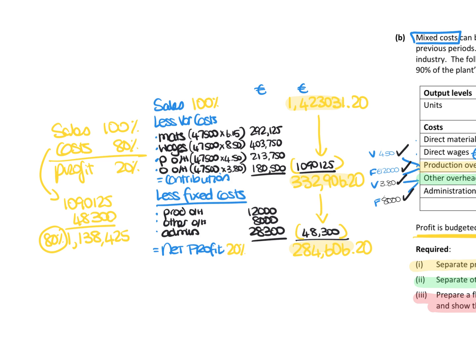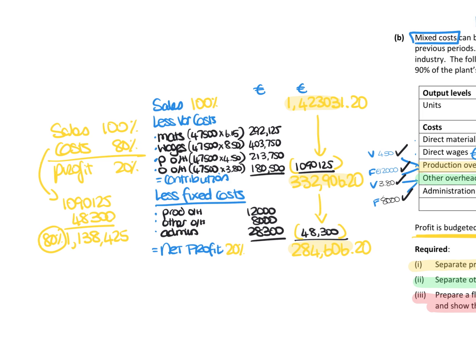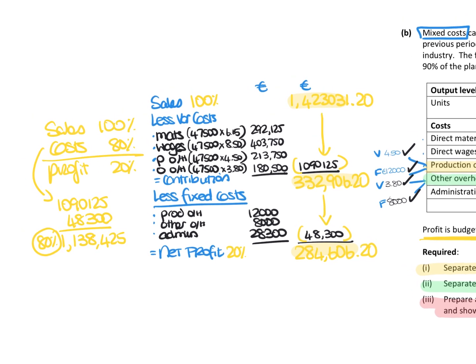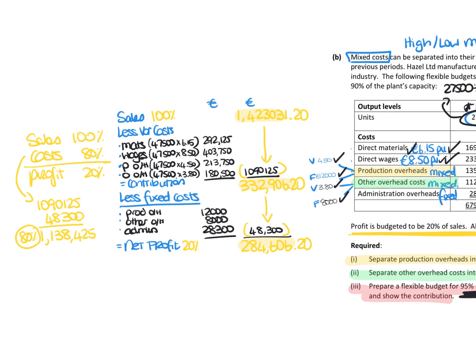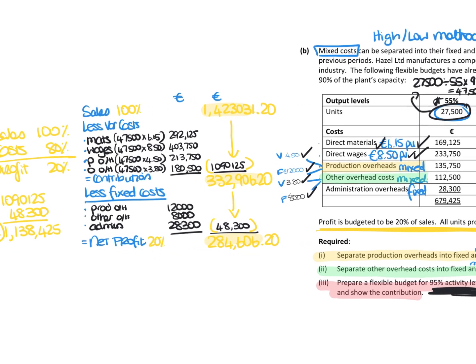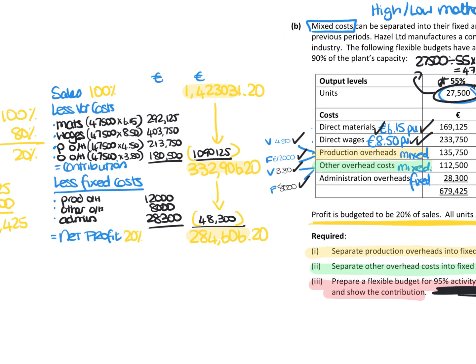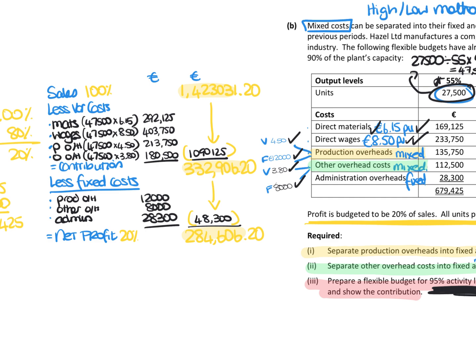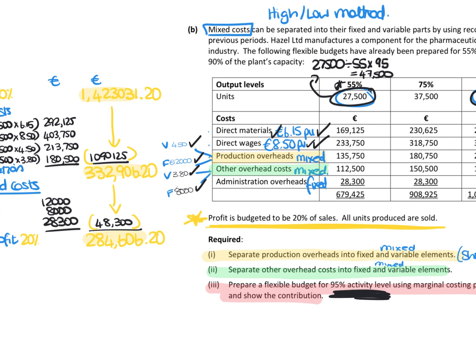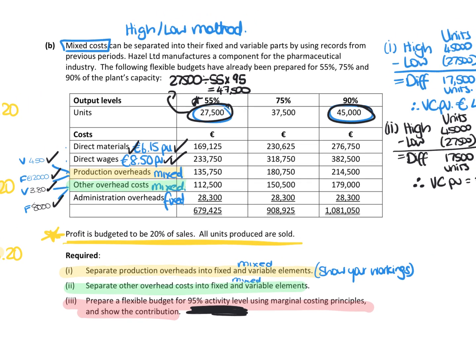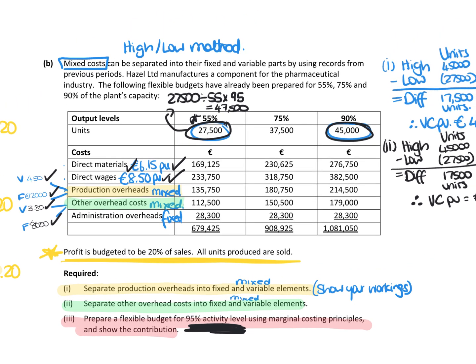So they asked you to do it at 95% activity level. So you worked out that was 47,500 units. You multiply it by the variable cost per unit for each of the variable costs. You worked out the fixed costs. And yeah, you just follow it through like that. But the most important thing to remember here is profit is budgeted to be 20% of sales. Okay. And so that is then part B done, and it is that 2022 deferred question complete.